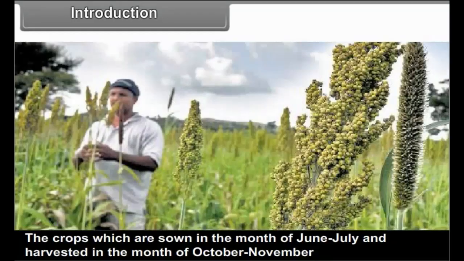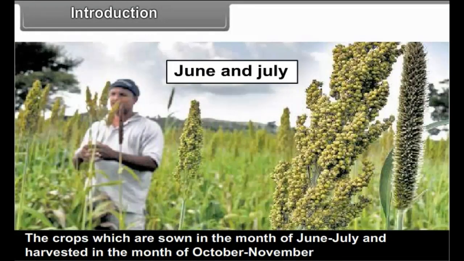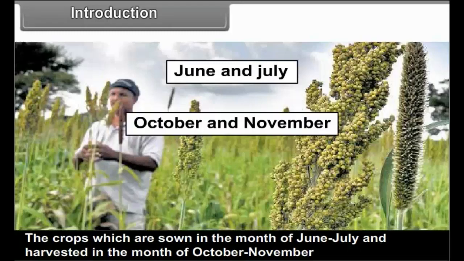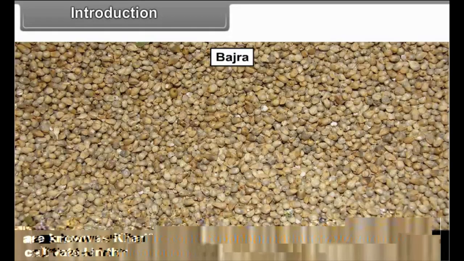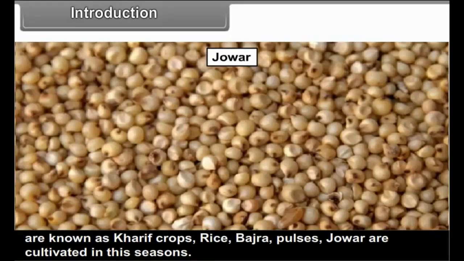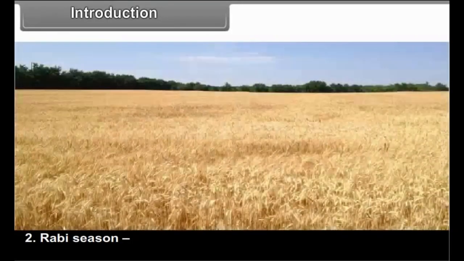Number 1, Kharif season. The crops which are sown in the month of June and July and harvested in the month of October or November are known as Kharif crops. Rice, bajra, pulses, jowar are cultivated in this season.